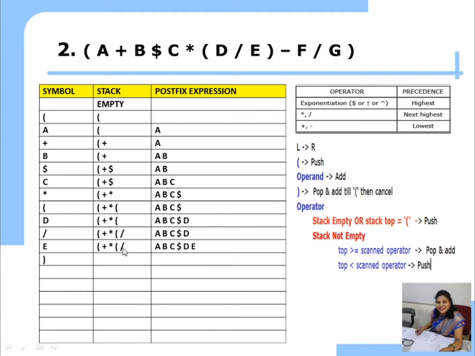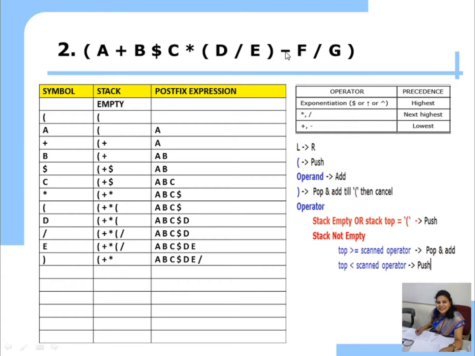So what is present here? At the top, the division sign. So we pop it and add it. After popping it and adding it, what will be your postfix expression? ABC dollar DE slash, and after that we cancel both parentheses. So what will the stack contain? The stack will contain only the left parenthesis, plus and multiplication.